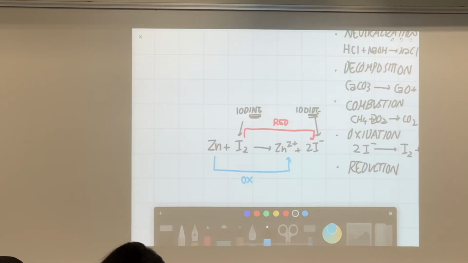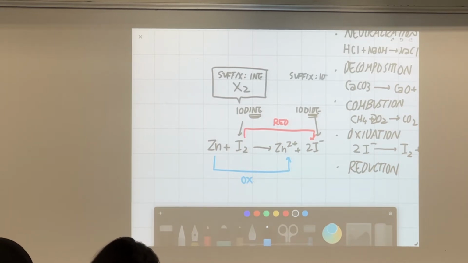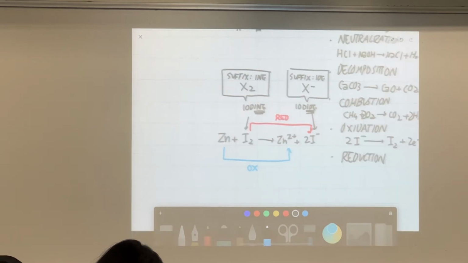Whenever you see something ending in the suffix -ine, it must be X2. Not whenever, but when you see a halogen ending in -ide, it must be X minus. Don't confuse these two, they are very different.